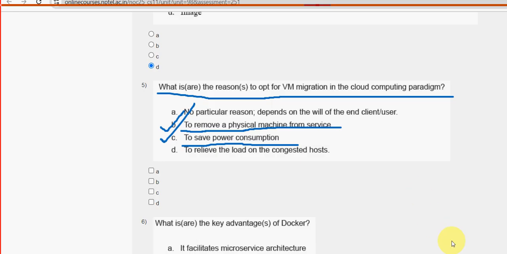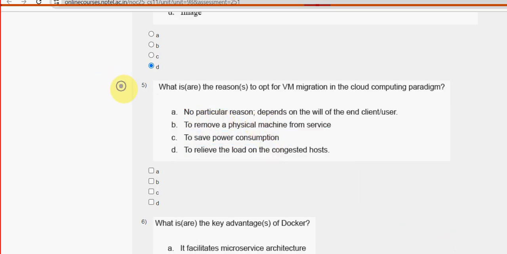So guys, I just want to clarify. Remove option C, actually it is option D, to relieve the load on the congested hosts. So what is the final solution, guys? The final solutions are option B and option D. Please make this change. These are the probable solutions. So mark option B and option D as the probable solutions, guys. Please remove option C.